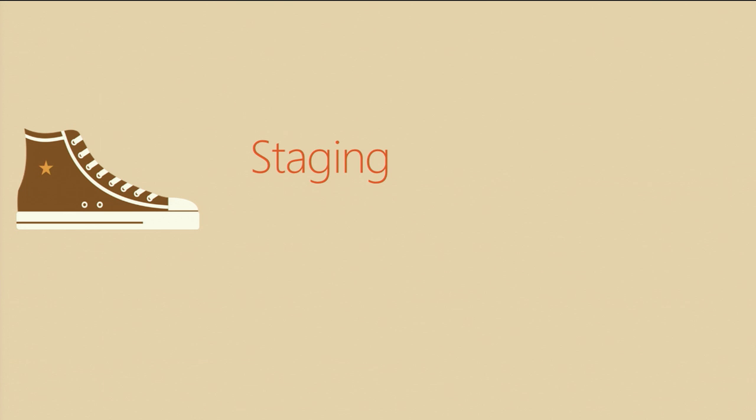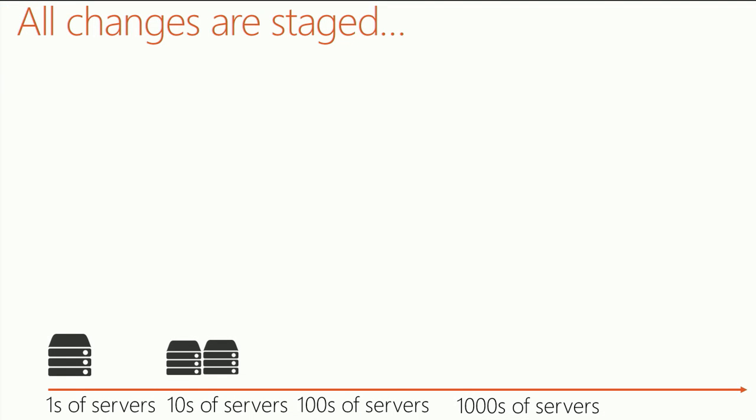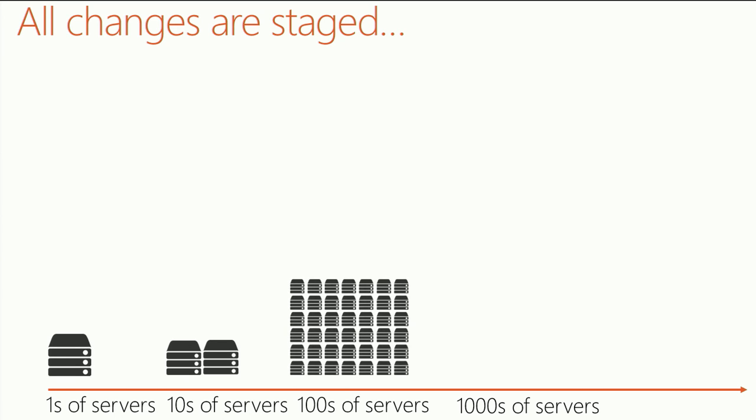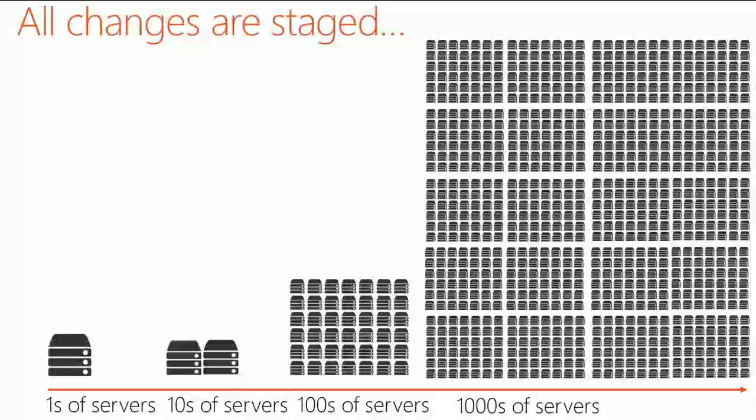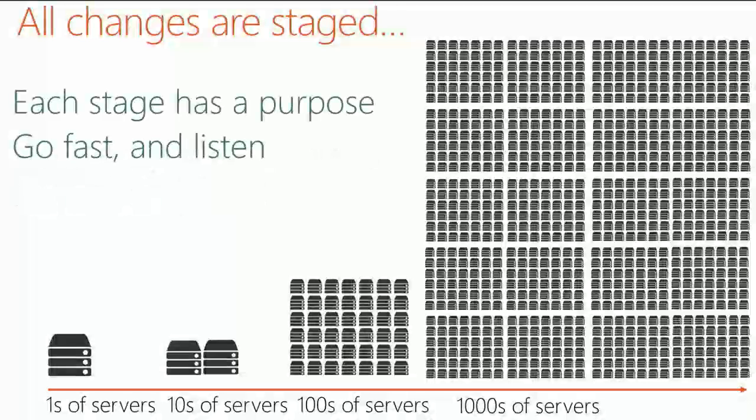There are going to be a couple of big strategies that I'm going to be talking about. The first one is staging. Why do we stage? All the changes that we roll out go to ones of servers and then tens of servers, and then we increase it to hundreds of servers and then thousands of servers. The reason we do this is probably pretty obvious to many people. When the change scope is smaller, it is easy for us to remediate and move forward to the next stage. Also, importantly, each stage has been designed by us with a purpose, and we want to go super fast yet listen very carefully to all the signals that we have. I'll be talking about signals in the next few slides.